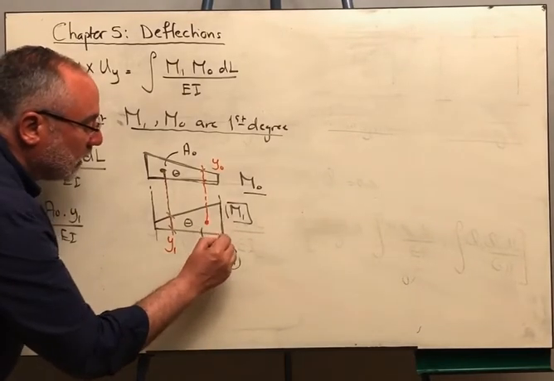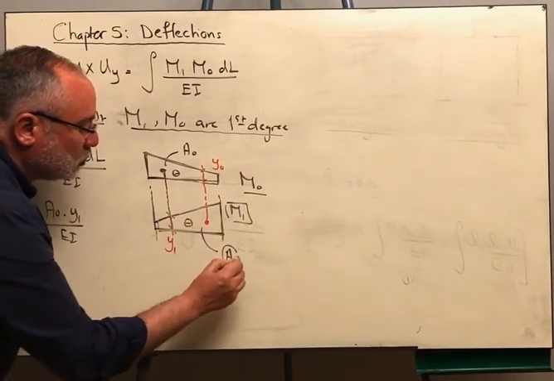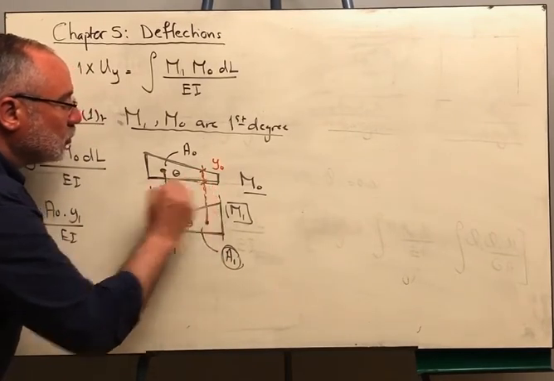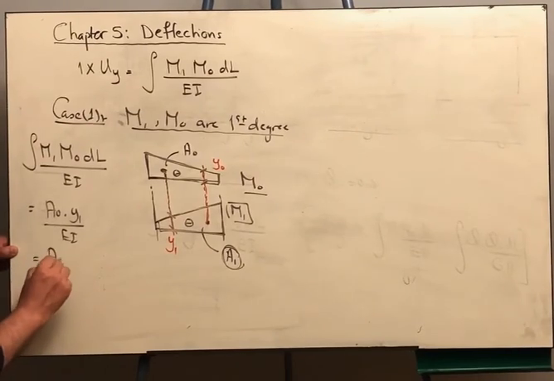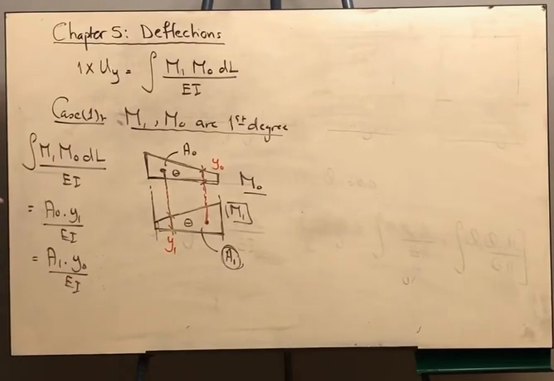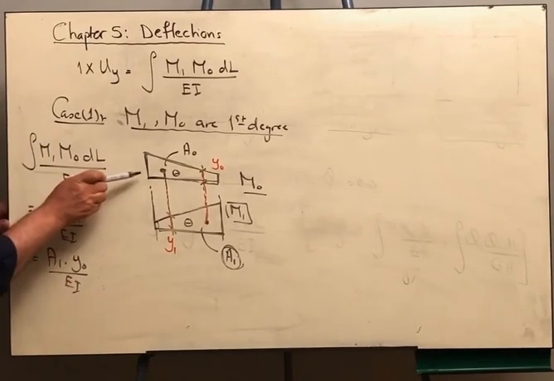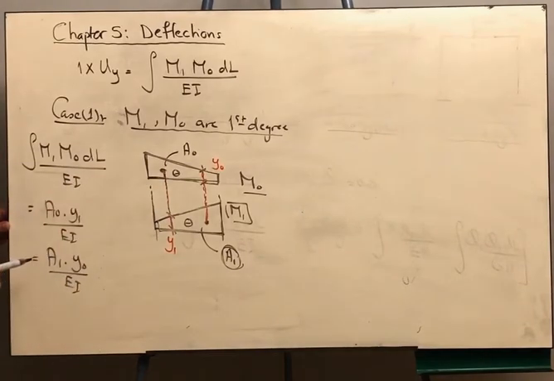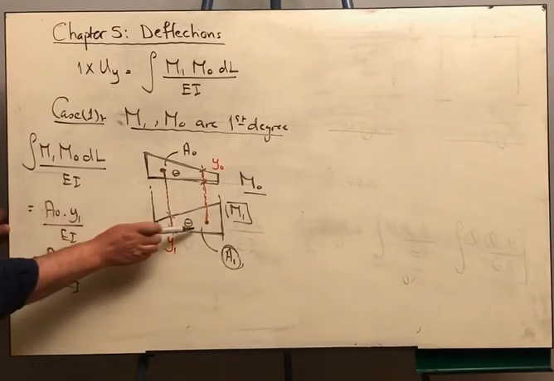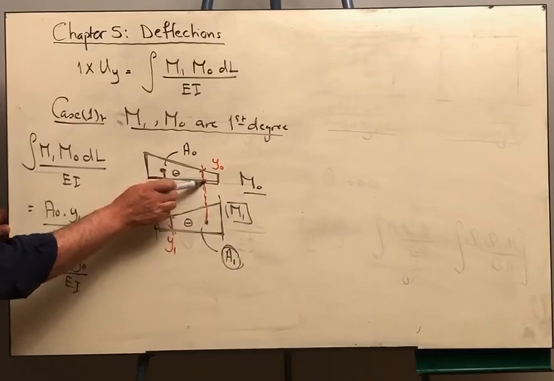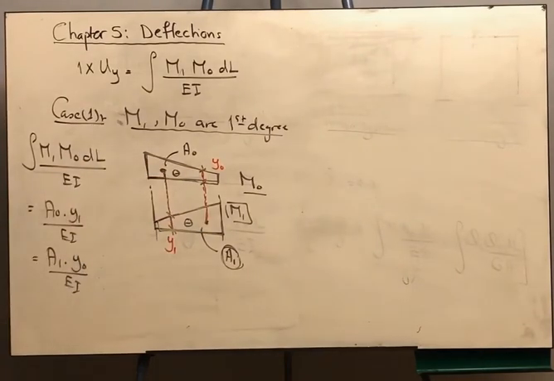You can start by getting the area of the M1 diagram, which is A1, get the location of its centroid and get the corresponding ordinate here. You can say here that this is A1 y naught over EI. Either that, you can get the area of M naught and multiply by the corresponding ordinate to the centroid of M naught, or you can get the area of M1 and corresponding to its centroid you get the ordinate y naught, and you multiply A1 by y naught over EI.